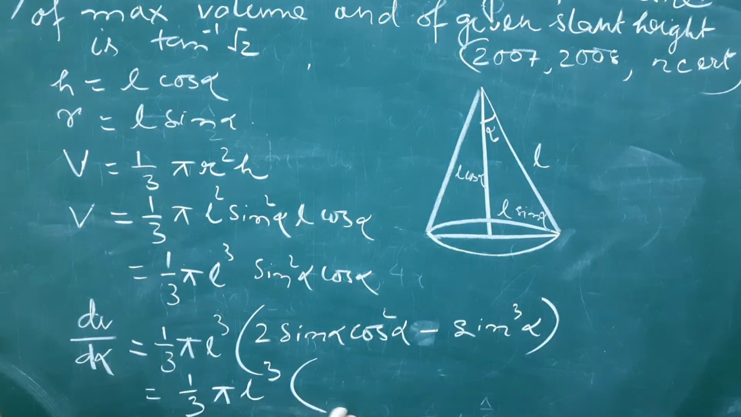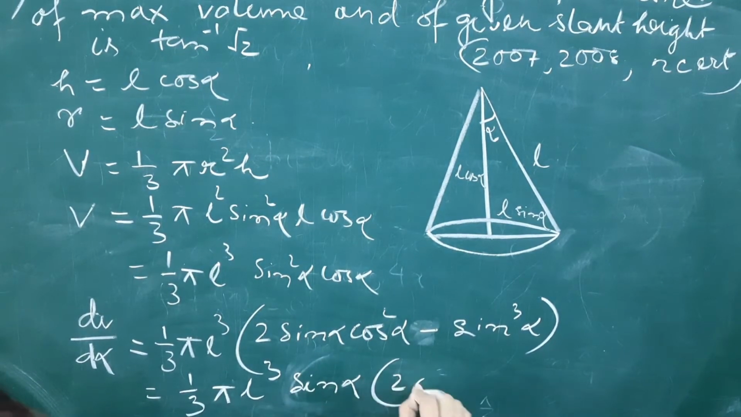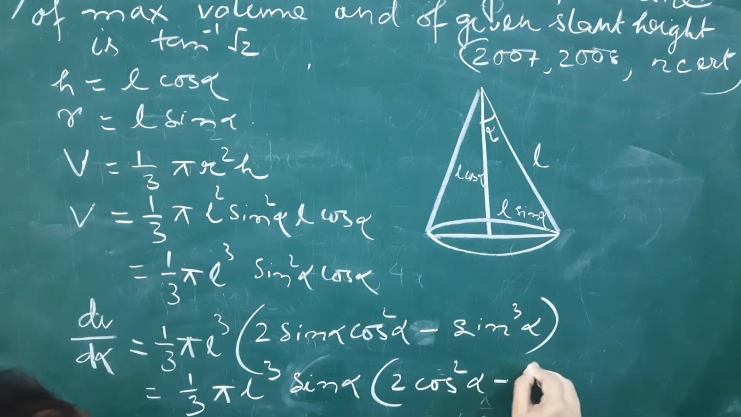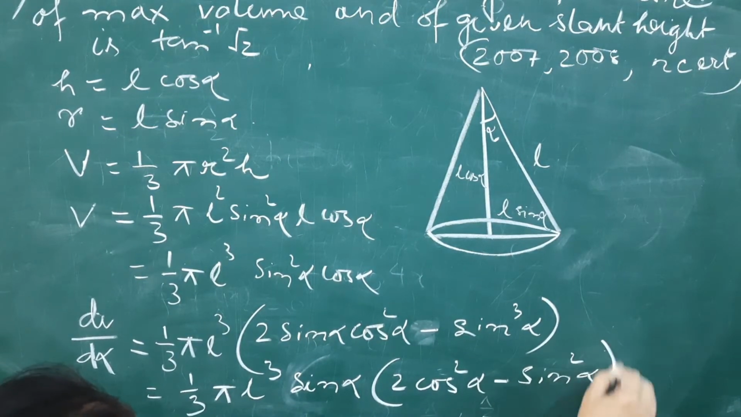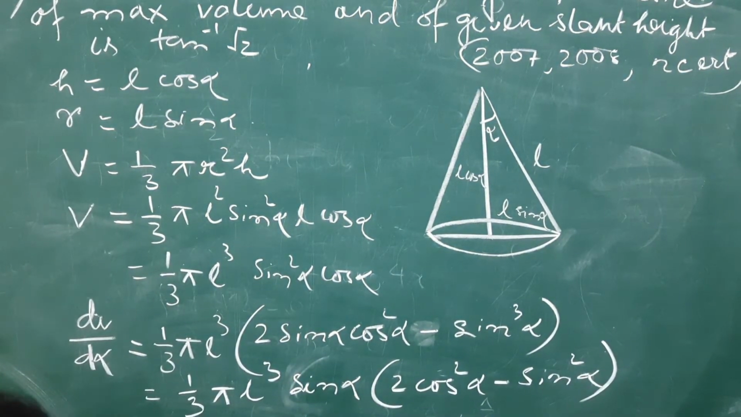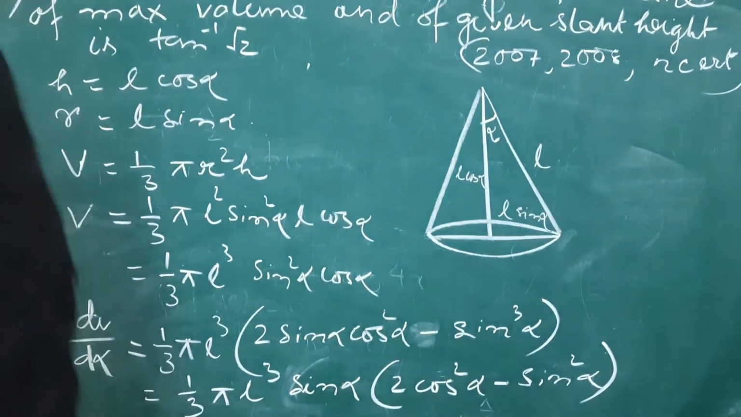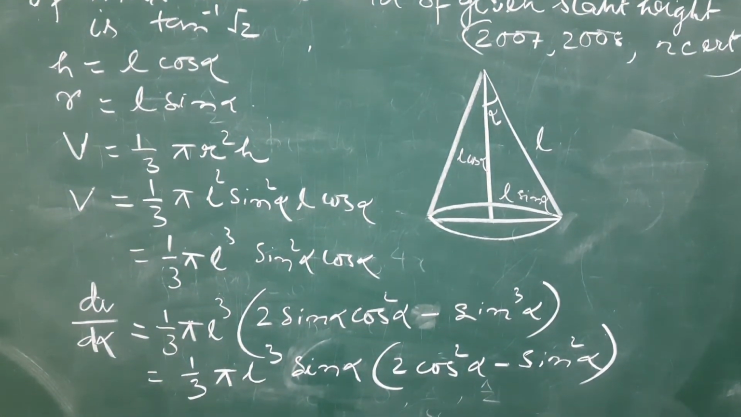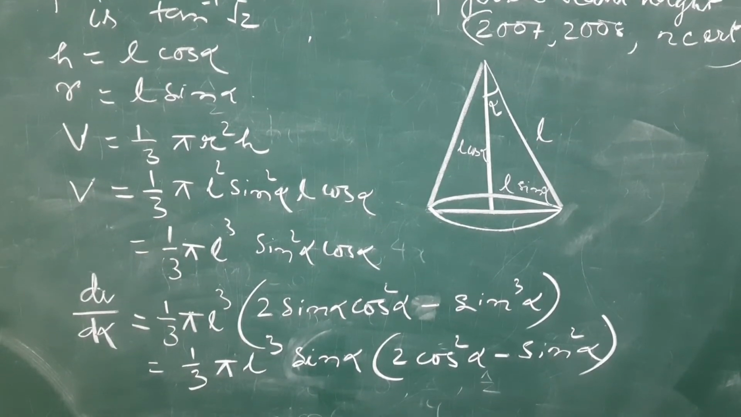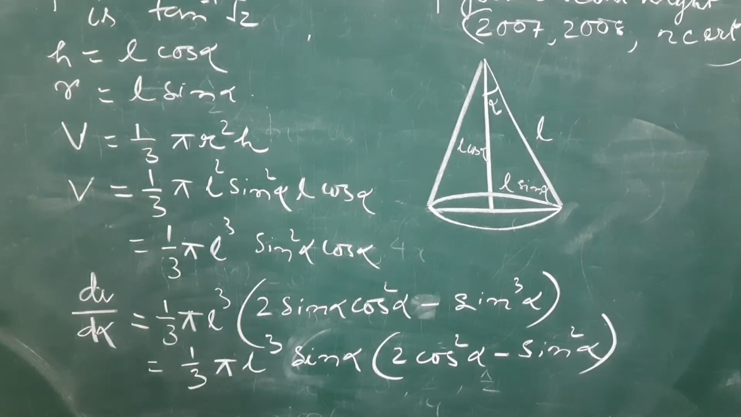Is the last line visible? Let me check it. Sin alpha, it is 2 cos square alpha minus sin square alpha. So if dV d alpha is theta, okay, up to this much is visible. So next I will just rough few part.